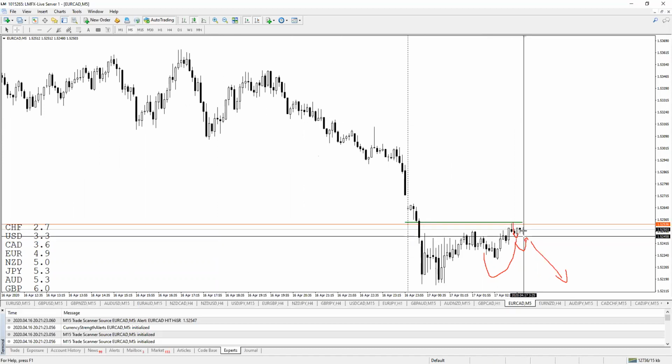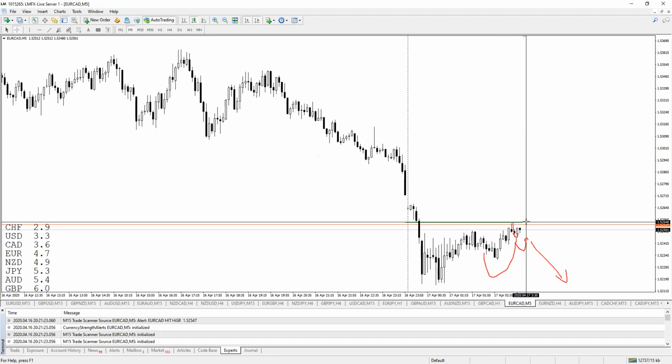It dropped down a little bit. We'll see if it tests one more time, and if it does, we would take the sell. Now, your stop loss. Yeah, your stop loss would be somewhere between 25 and 50 pips.